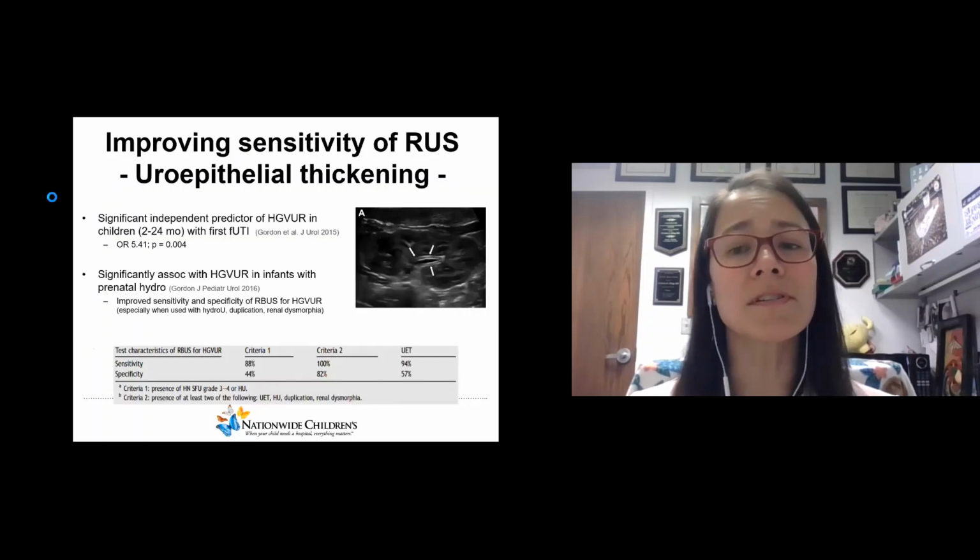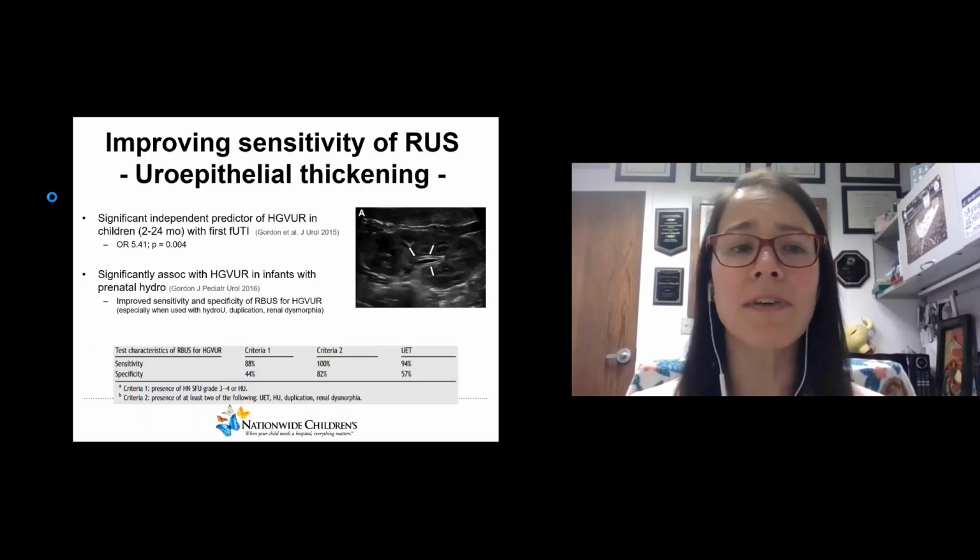So to improve the sensitivity of ultrasounds, investigators have looked at uroepithelial thickening, which is a finding on the ultrasound as seen on the slide. It's a hypoechoic rim within the renal pelvic wall that's delineated on each side by a thin hyperechoic line.